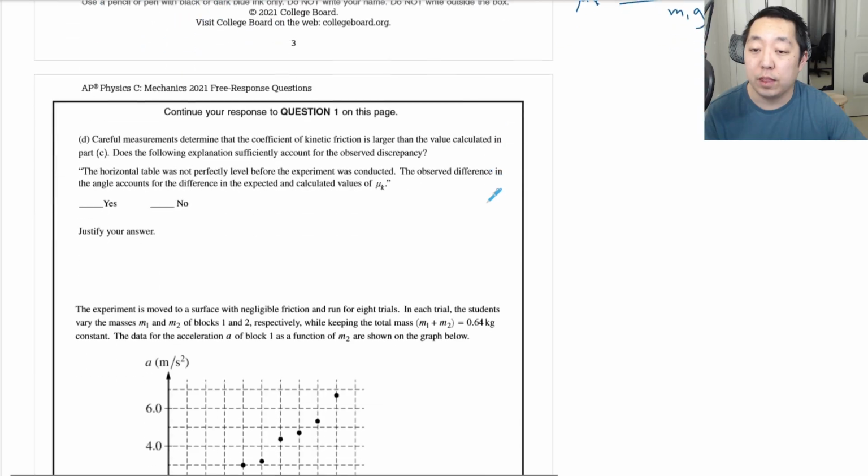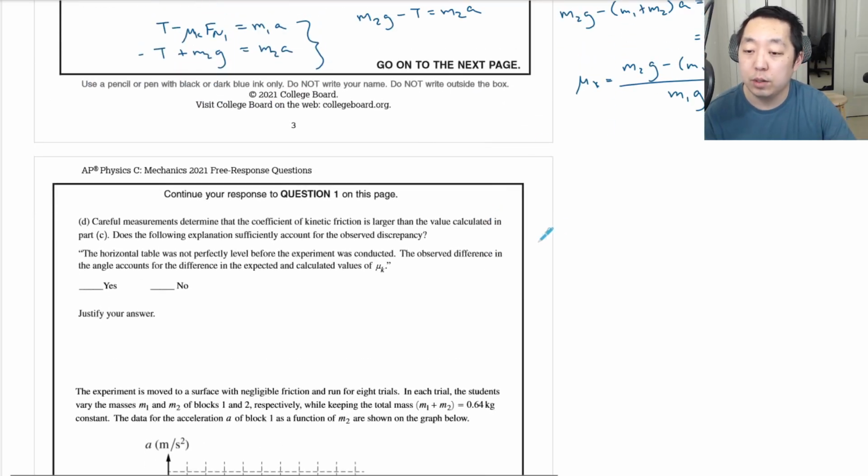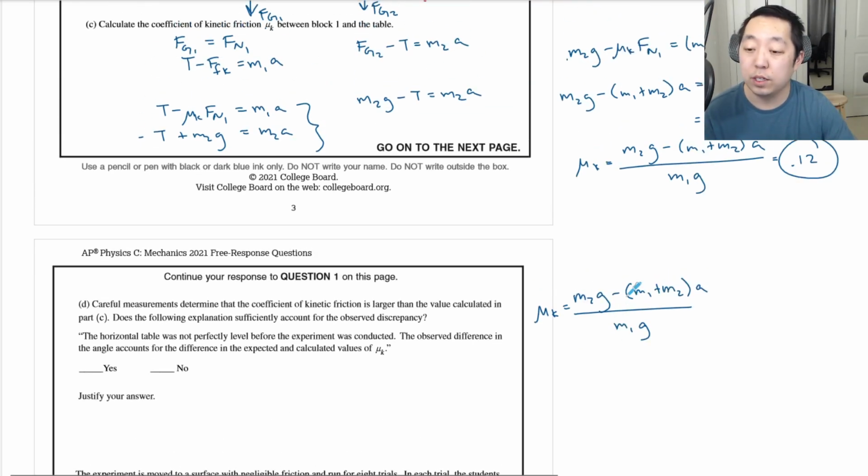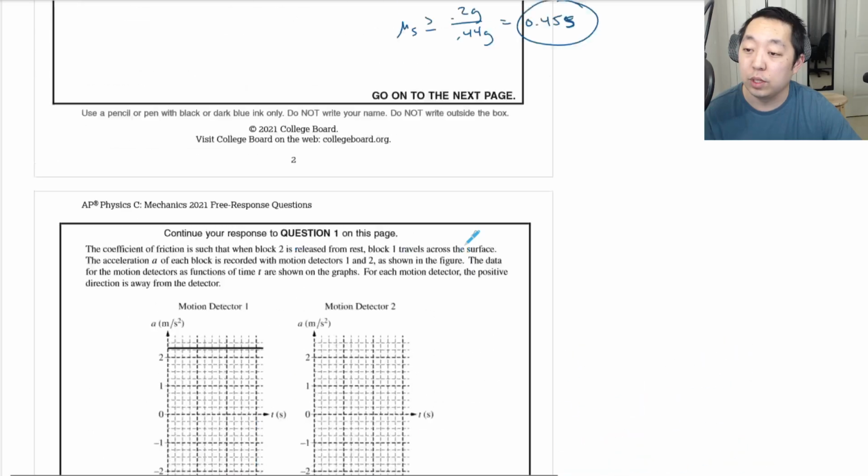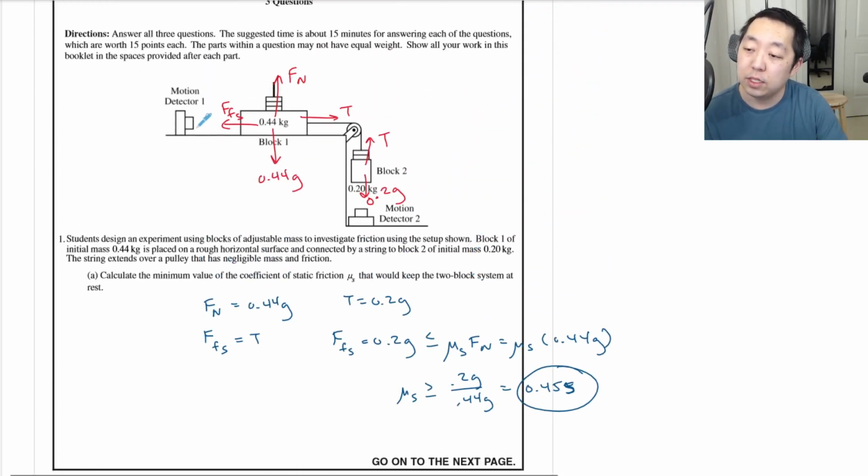Well, let's take a look at how we've got the mu k. If I look at my calculations here, mu k was equal to m2g minus (m1 plus m2)a over m1g. So what is changing the angle? Well, first thing you have to think about is what is the angle change going to do in the original problem? If I tilt this, like this, it's going to change the acceleration for sure. But it's also going to change the normal force.